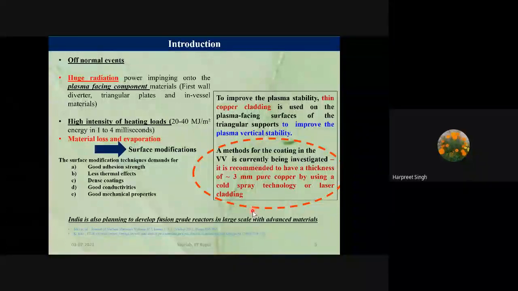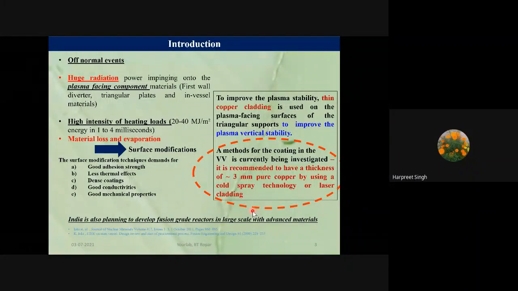That means this radiation will be impinging on plasma facing components, such as first wall, diverter, triangular plates, and in vessel bed areas. So you can imagine when this huge radiation falls on these plates, things can go really wrong in terms of material loss, and evaporation can take place, right? And of course we are talking about very high intensity heating loads, like 20 to 40 megajoules per meter square, and that too in 1 to 4 milliseconds. So we have to now passivate this situation actually.